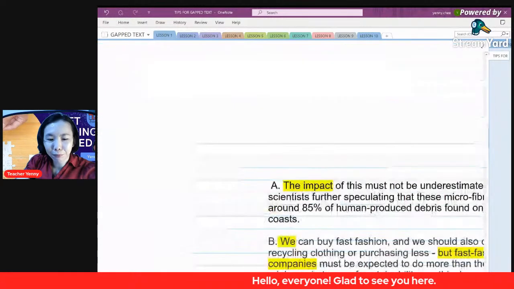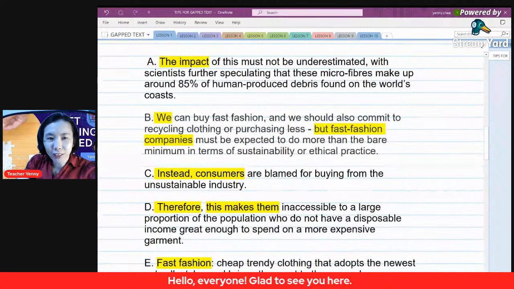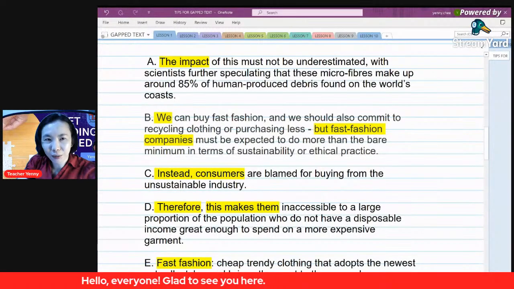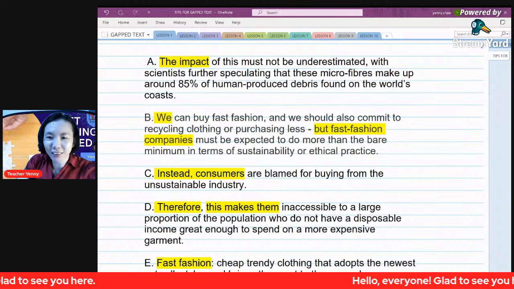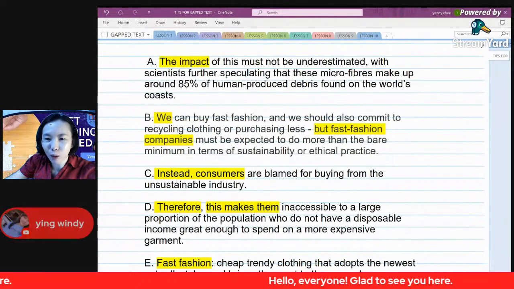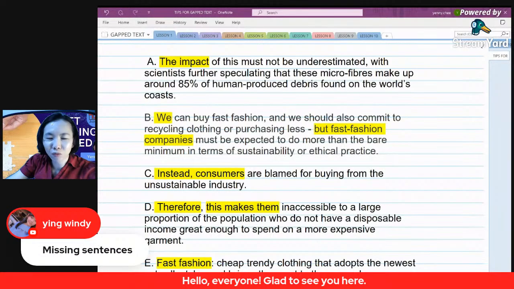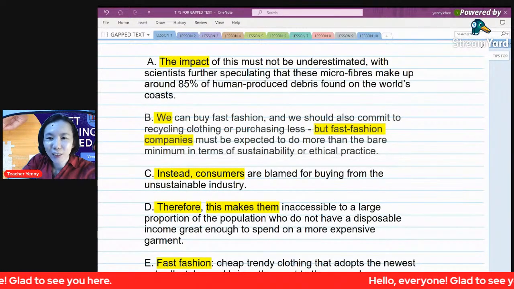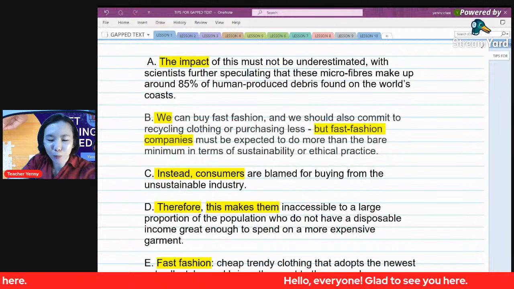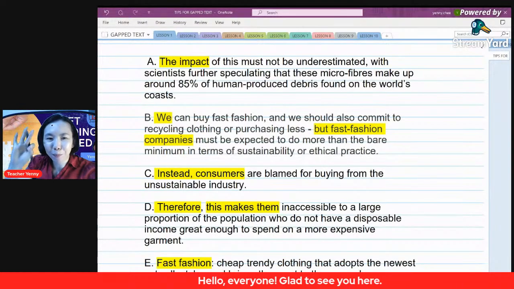Second step, you have to read the missing sentences, right? Yes, missing sentences. Good job, Windy. Wow, Windy, you are always very responsive, very active in my class. Okay, Windy, good job. So what is the third step?